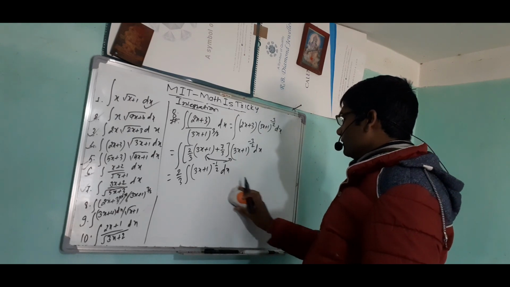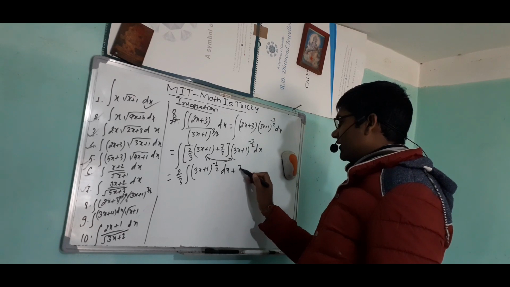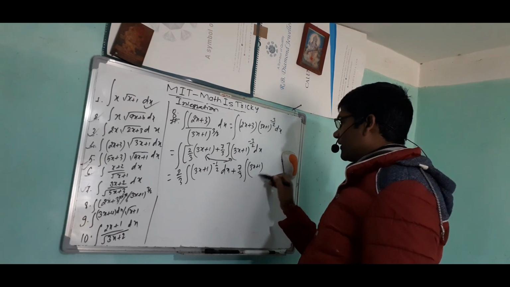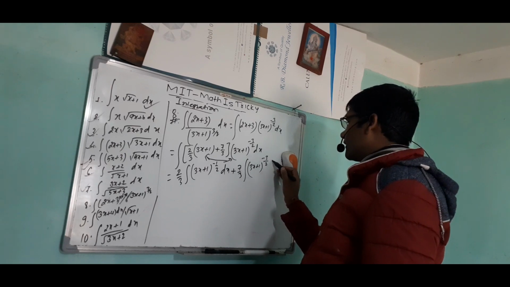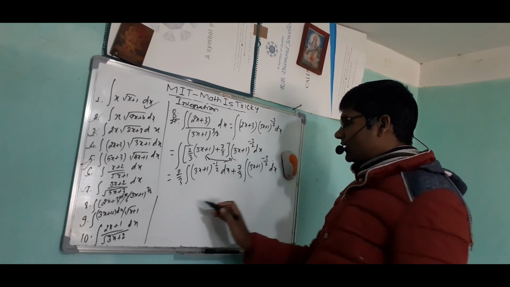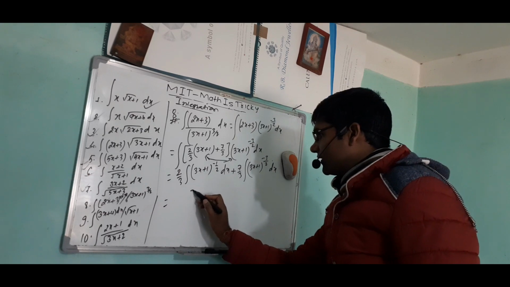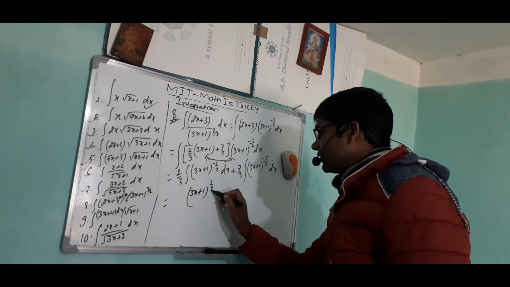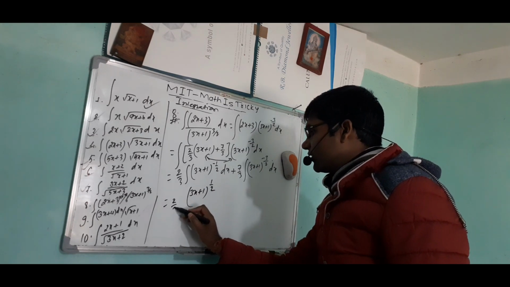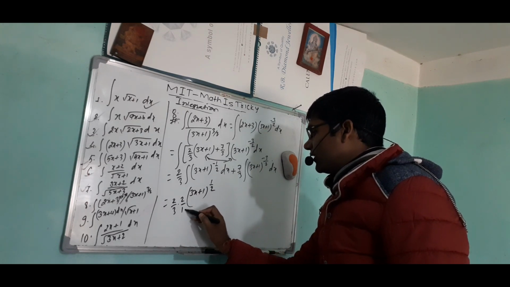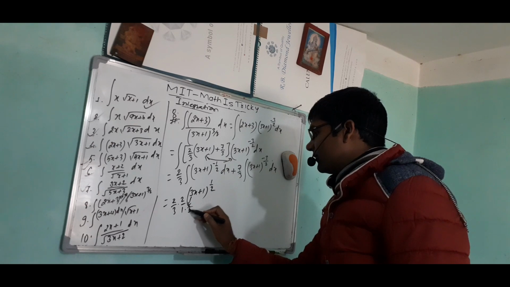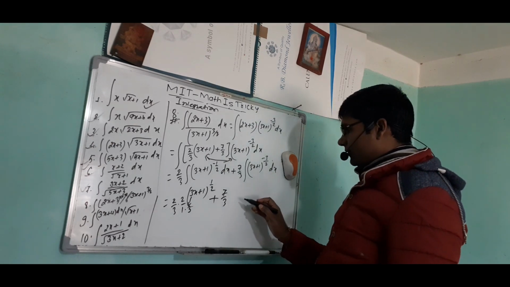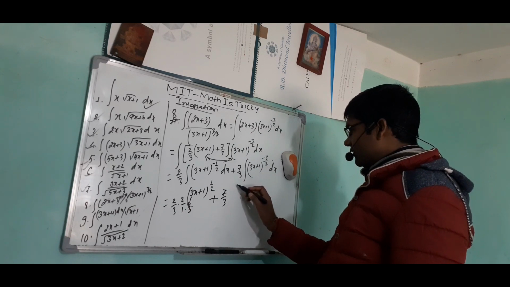The next one, 7 by 3: integration of (3x plus 1) to the power minus 3 by 2 dx. So let's write the formula. It is going to be (3x plus 1) plus 1, that means 1 by 2, so here it is 2 by 3 into 2 by 1, and this 3 will come down. Remember this, don't forget to write this. This is the common mistake most of the students are making.